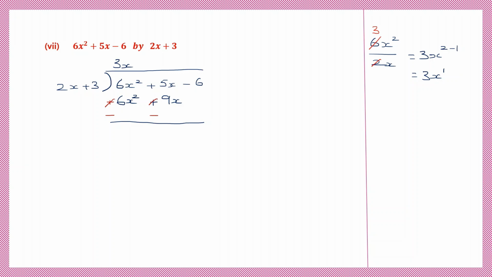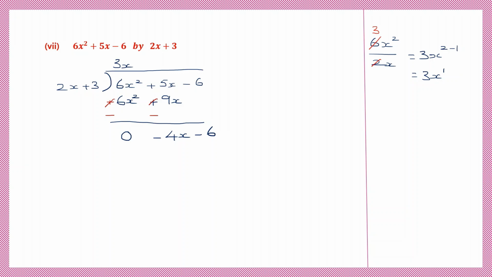So now let's work this out. Here, as you can see, it is plus 5x and minus 9x. Plus 5, minus 9, signs are different. Put the sign of the bigger number and subtract. 9 minus 5 is 4, 4x. Now if you look here, you have plus 6x square minus 6x square, which becomes 0. Now let's bring down the next term, that is minus 6.